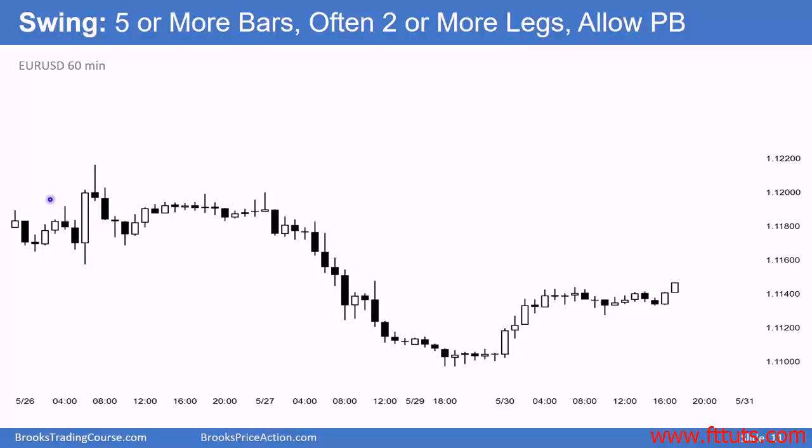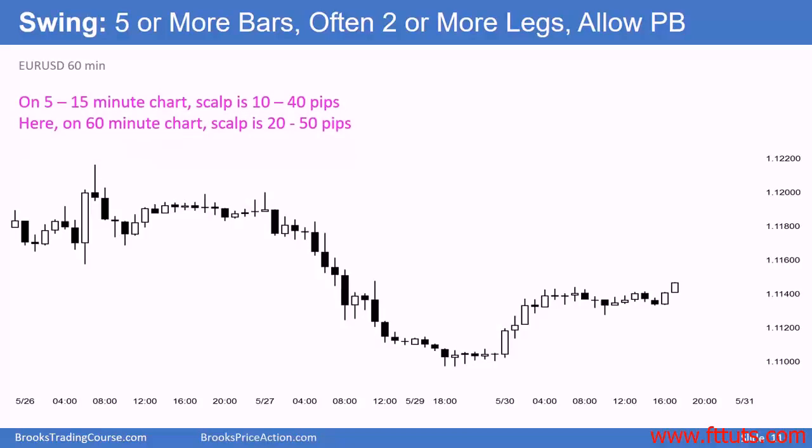This is a 60-minute chart. And on a 5 or 15-minute chart, a scalp generally is about 10 pips, 20 pips, maybe sometimes 40 pips. But on a 60-minute chart, you can also take a brief trade, hold it for 1, 2, 3, 4, 5 bars, and you can call it a scalp. If you do call it a scalp, on the 60-minute chart, you're probably trading for 20 to 50 pips.